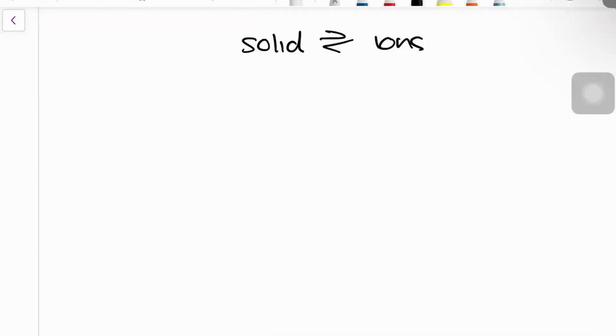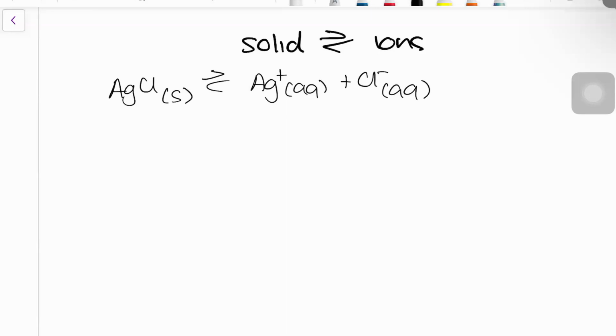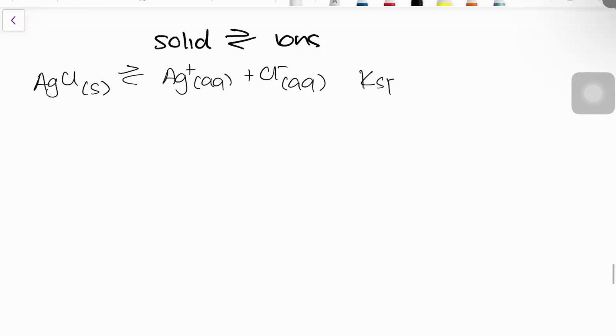Let's say, for example, I told you to write the KSP expression for silver chloride. Silver chloride is AgCl. The solid is on the left. You have your reversible arrow and you form your ions on the right. And then you balance it as you need to. And then your KSP expression is just your regular equilibrium expression. Your solids don't get included because we've already said pure solids and pure liquids are assumed to have constant concentration. So they don't get included. The concentrations don't get tracked in your equilibrium expression.